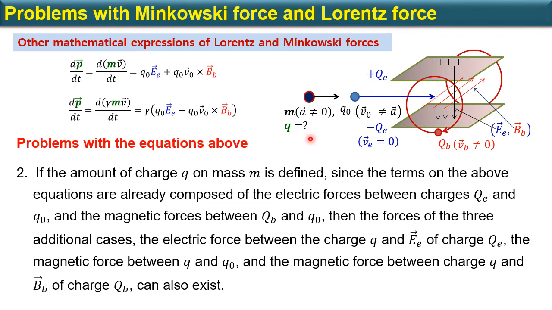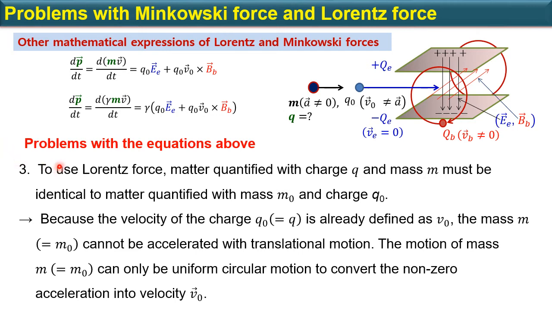Second, if the amount of charge q on mass m is defined, since the terms of these equations are already composed of the electric forces between charges QE and Q0 and the magnetic forces between QB and Q0, then the forces of the three additional cases, the electric force between the charge Q and electric field of charge QE, the magnetic force between Q and Q0, and the magnetic force between charge Q and magnetic field of charge QB can also exist.